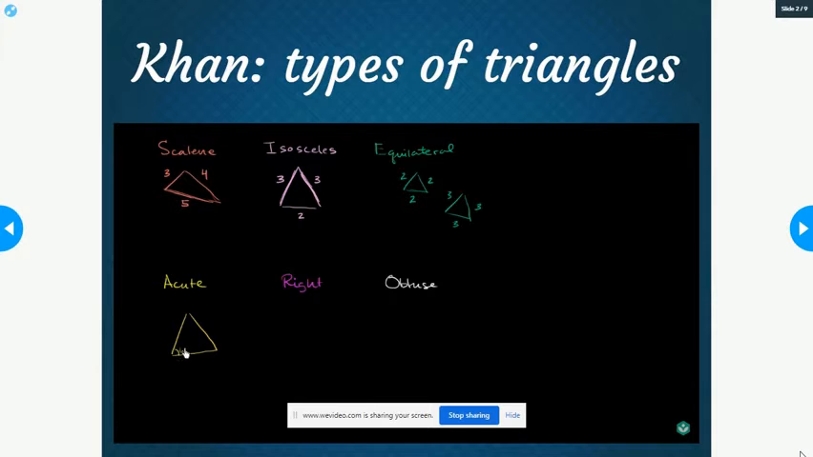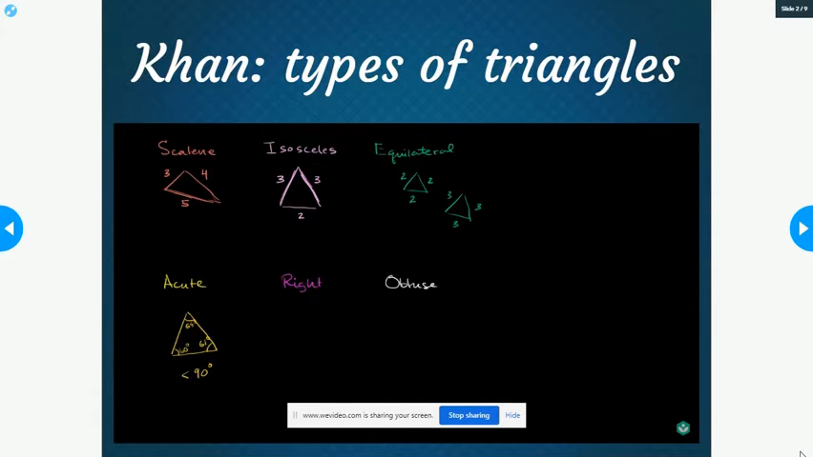If this angle is 60 degrees, maybe this one right over here is 59 degrees, and then this angle right over here is 61 degrees. Notice they all add up to 180 degrees. This would be an acute triangle. Notice all of the angles are less than 90 degrees. So less than 90 degree angles for all of them.